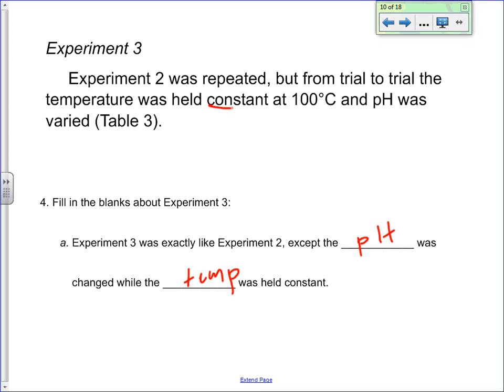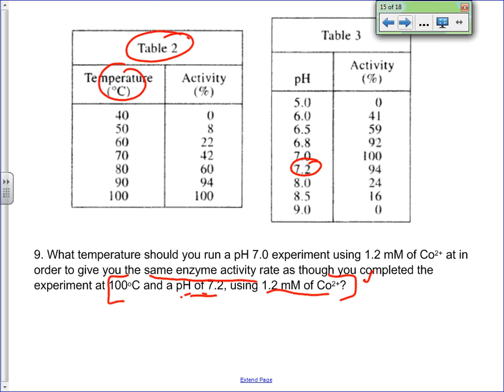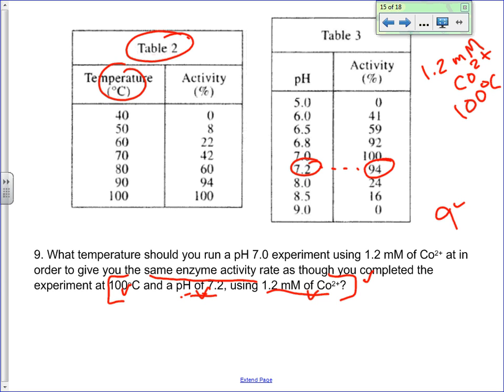Yeah. And here is held constant at 100. So in fact, if we're looking for 100 degrees Celsius, pH of 7.2, and 1.2 millimolar cobalt, the number we want is this one right here. Because this whole experiment is 1.2 millimolar cobalt ion, and this whole experiment is run at 100 degrees Celsius, so then we can find 7.2 and find our number. So our target number then is 94%.